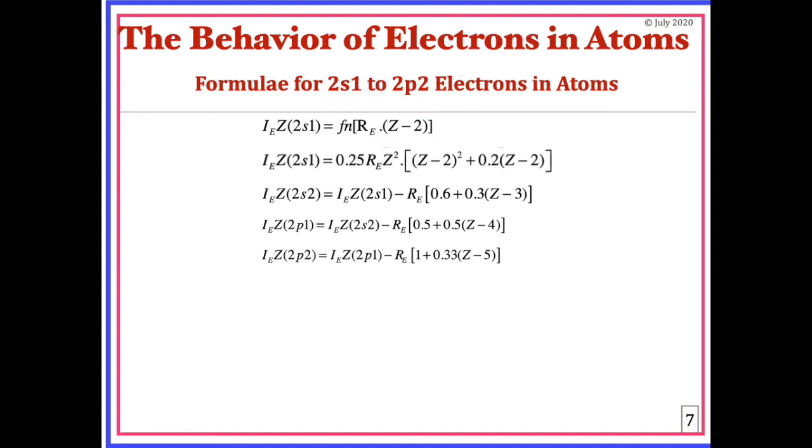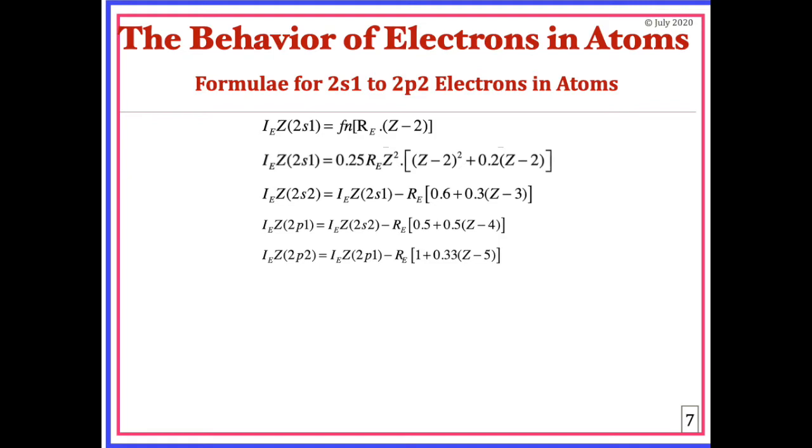They are given by these equations. IE Z2s2 equals IE Z2s1 minus Re times 0.6 plus 0.3 (Z minus 3). IE Z2p1 equals IE Z2s2 minus Re times 0.5 plus 0.5 (Z minus 4). And IE Z2p2 equals IE Z2p1 minus Re times 1 plus 0.33 (Z minus 5).